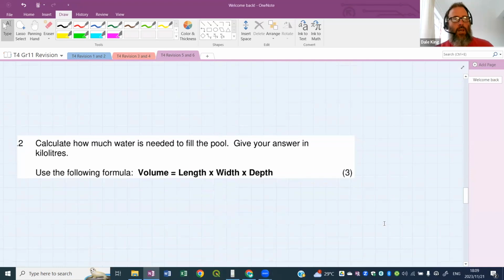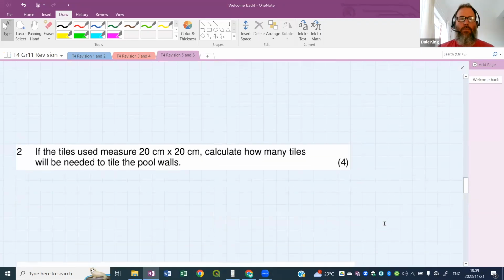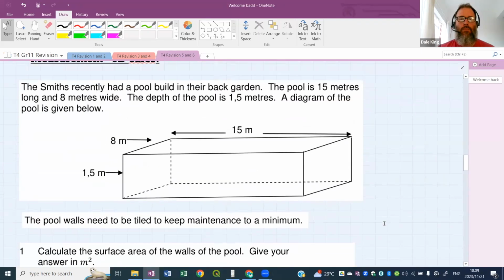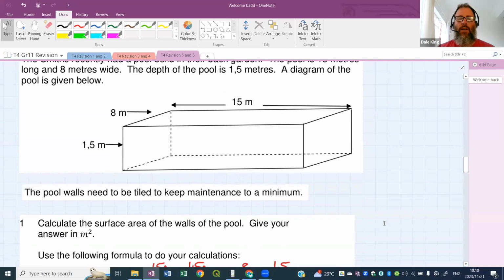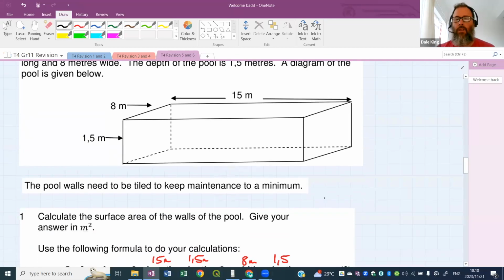Here we go. Calculate how much water is needed to fill the pool. Give your answer in kiloliters. Now, before we do that, I need to give you a conversion. So 1 meter, it's 100 times 100 times 100, 10 times 10 times 10, which is 1,000. 1 cubic meter, sorry, not square meter, 1 cubic meter is equal to 1,000 liters.